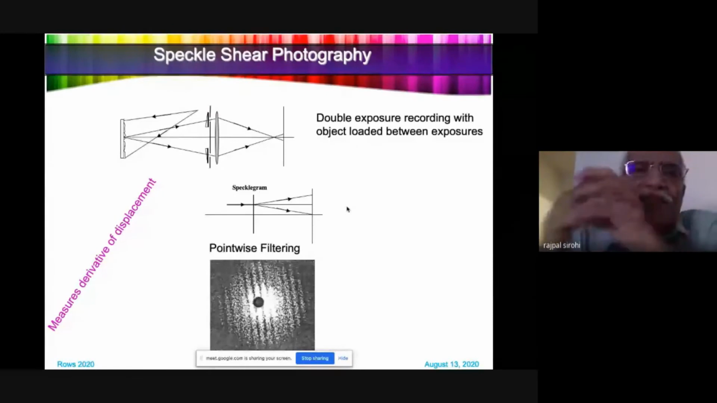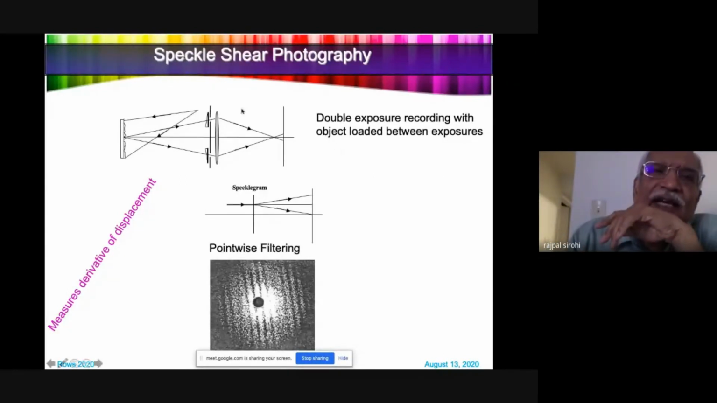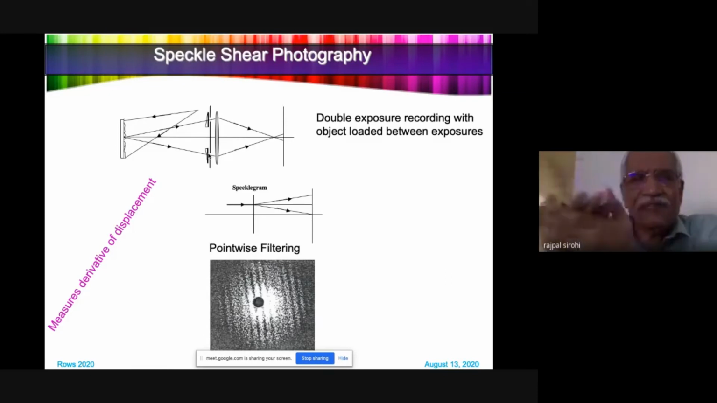If you do a shear part, you create 2 images of the object. And in order to create 2 images, we used to put a tiny wedge in front of one of the apertures. So you see, the object is being imaged via the light passing through these tiny apertures, and the wedge displaces these 2. And when we do the processing, this creates 2 point-wise filtering interferograms which interfere, giving you the second derivative information.